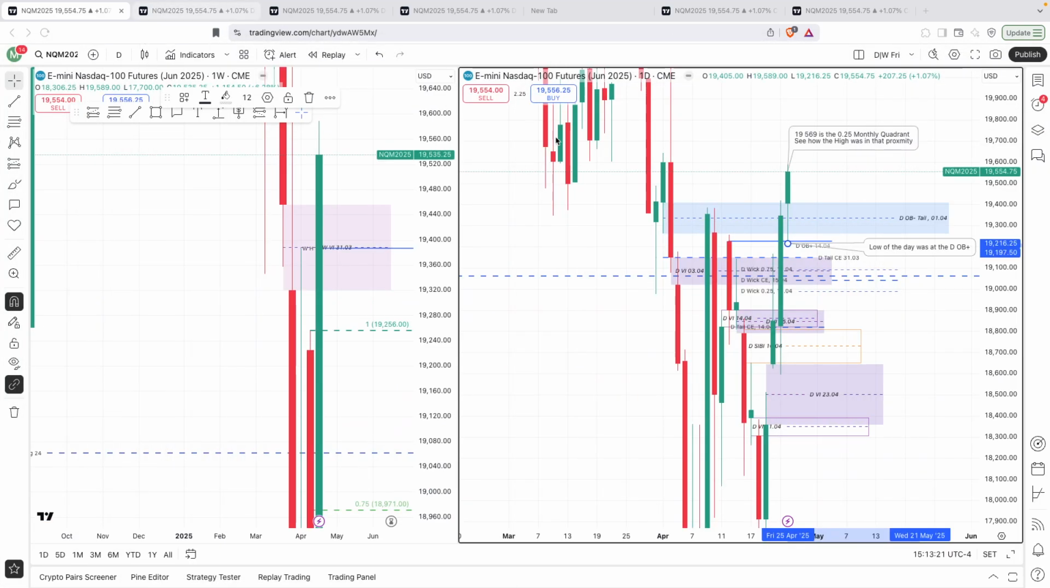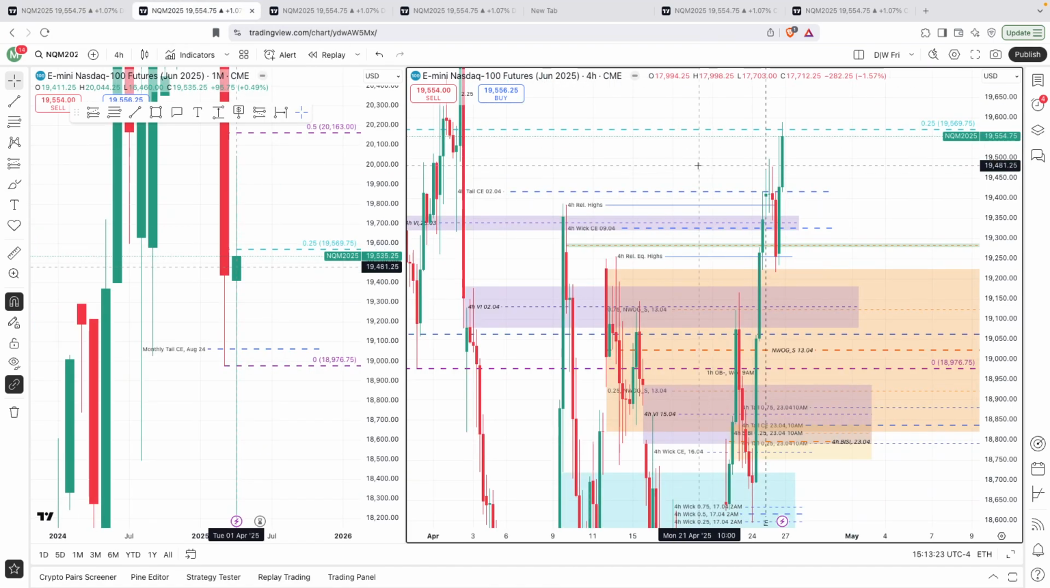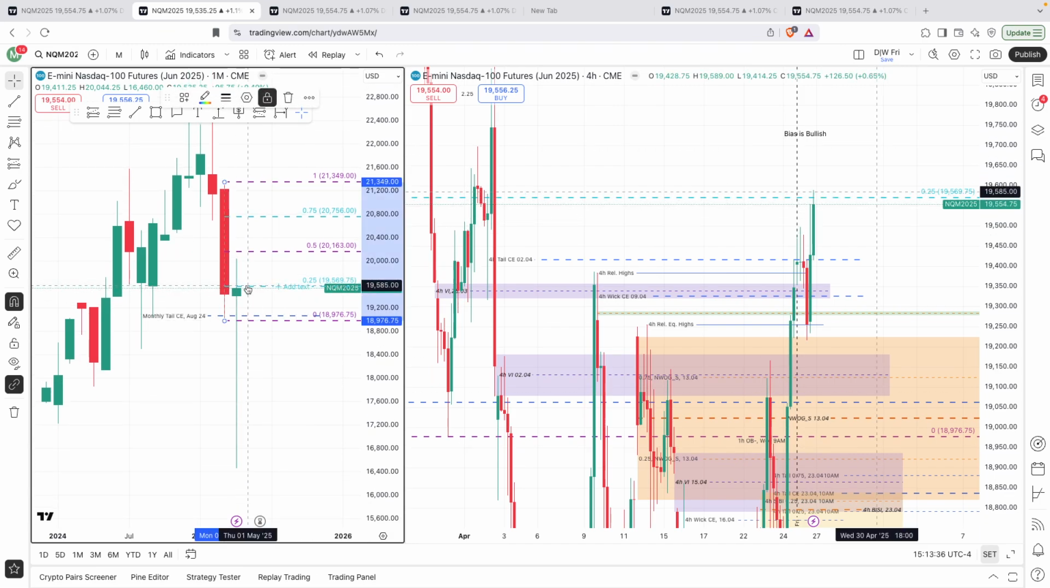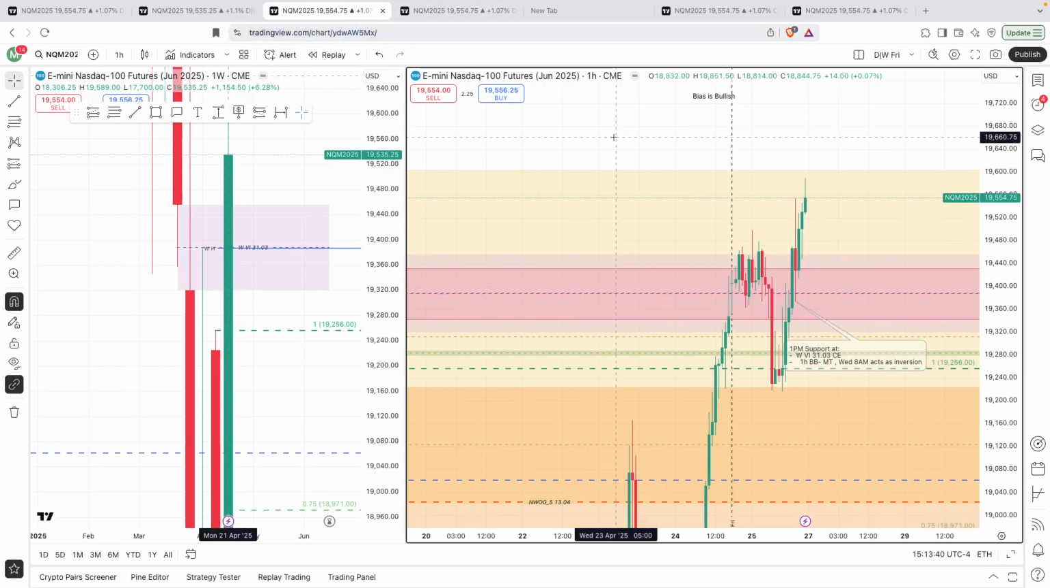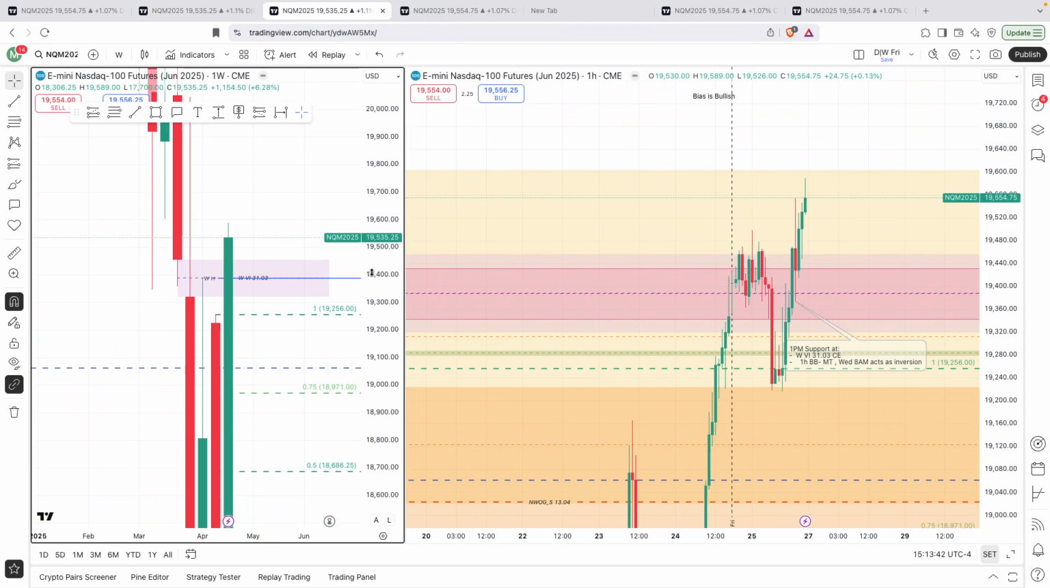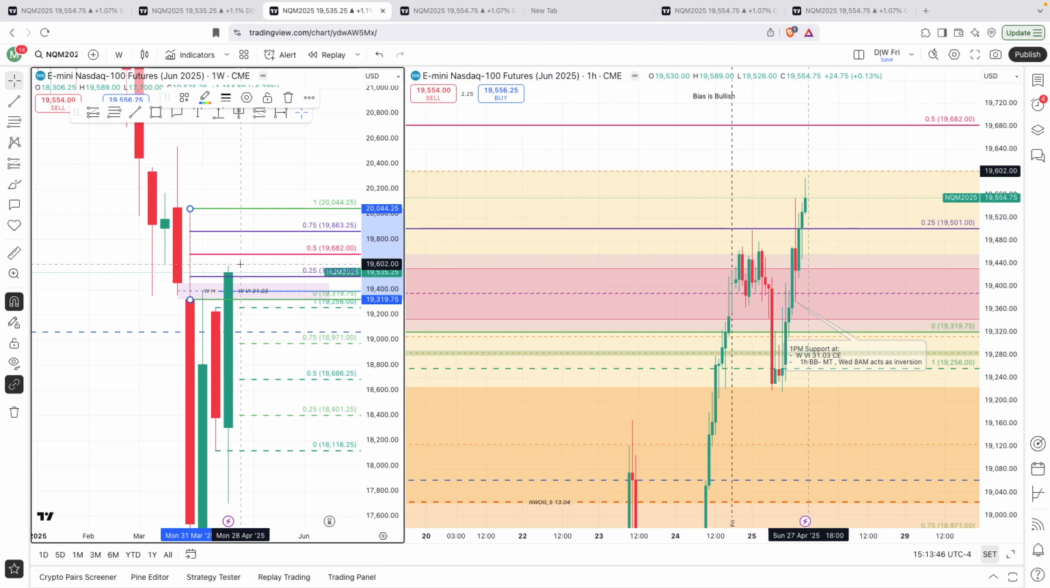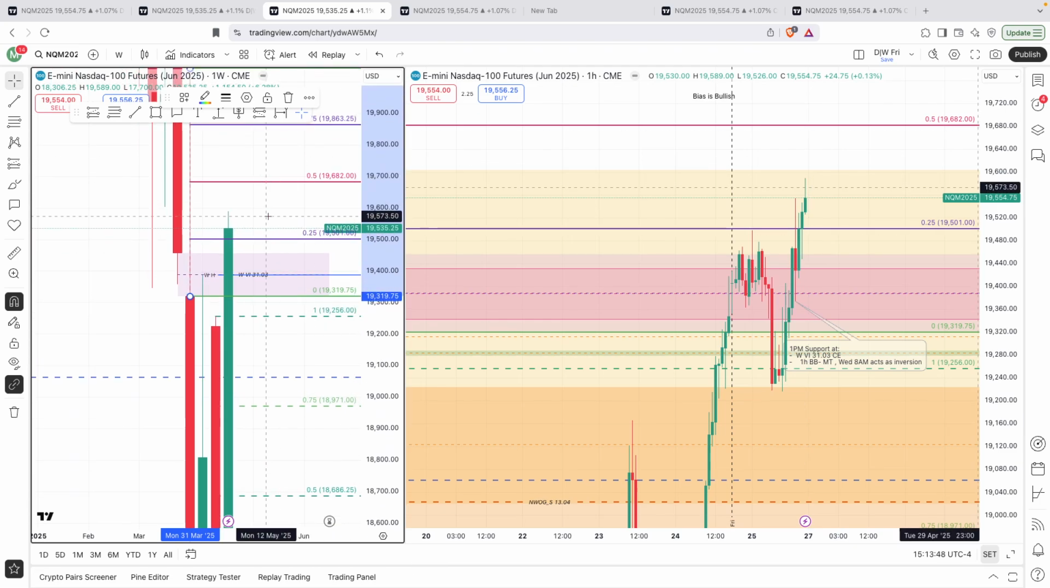And we see how the high, this was really nice to observe. This was the high of Friday, and it coincides with the 25 quadrant of the previous month. And then we make the high of the day, of the week as well. And this is also the midpoint between this and this one.